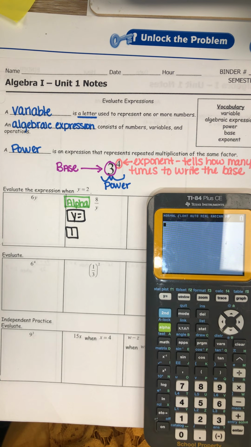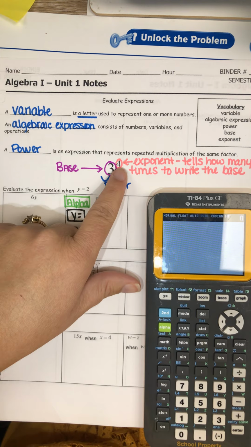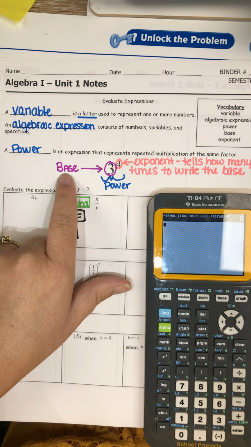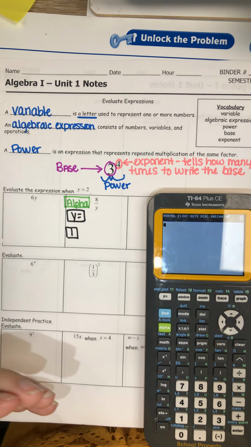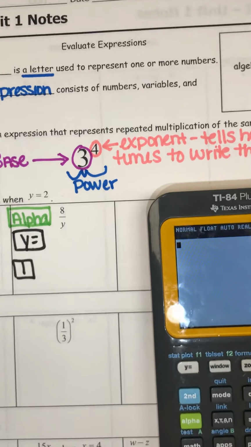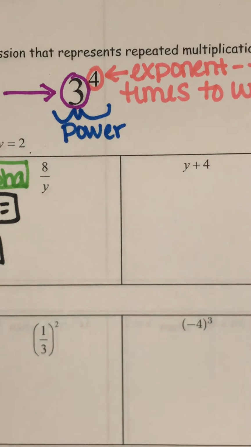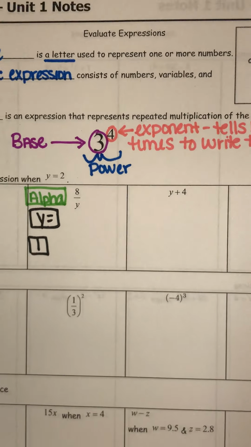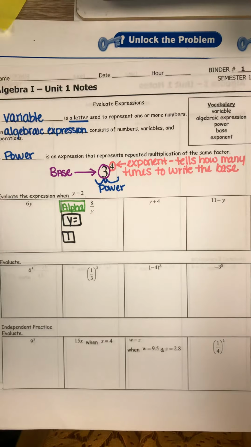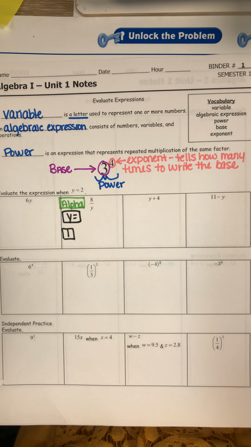The next is power, and it's an expression that represents repeated multiplication of the same factor. So if we look at this 3 to the 4th, the 3 is known as the base. It's the bigger typed number. And then the 4 is known as the exponent. And the exponent tells how many times to write the base. The base is that factor.